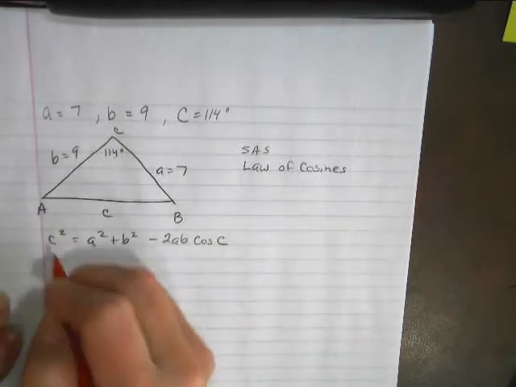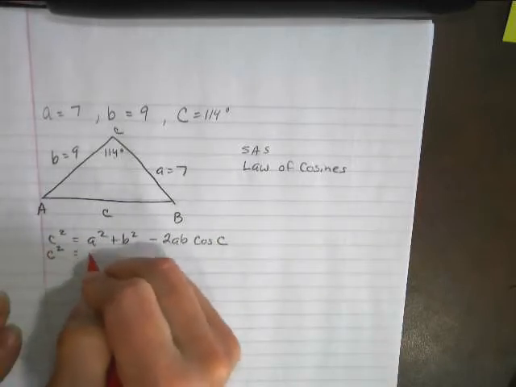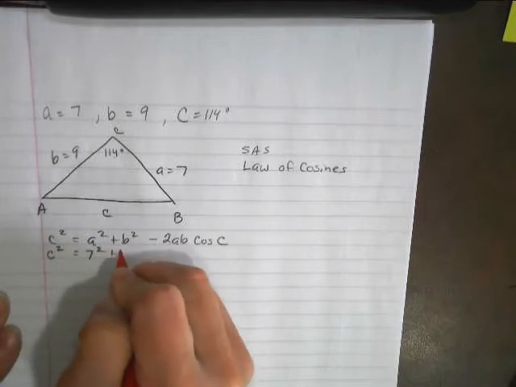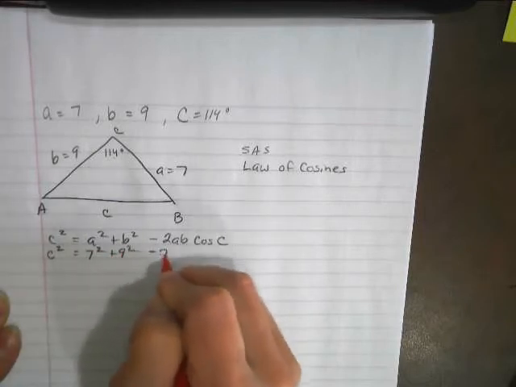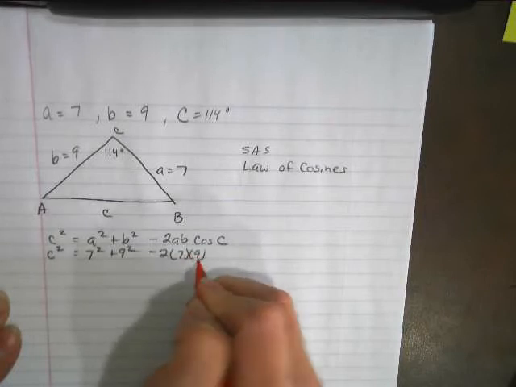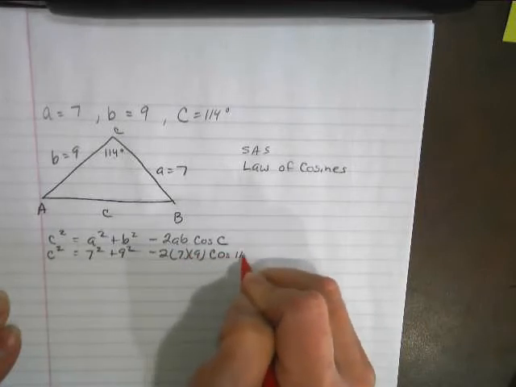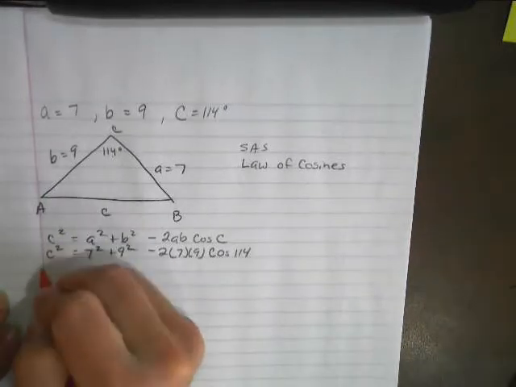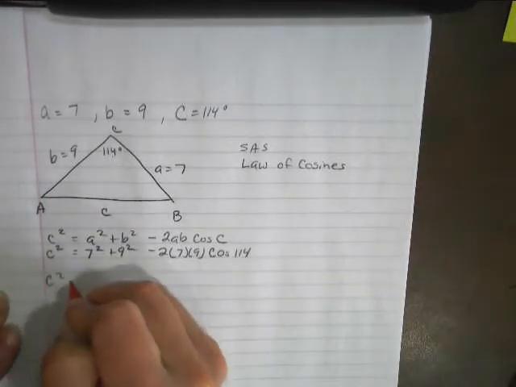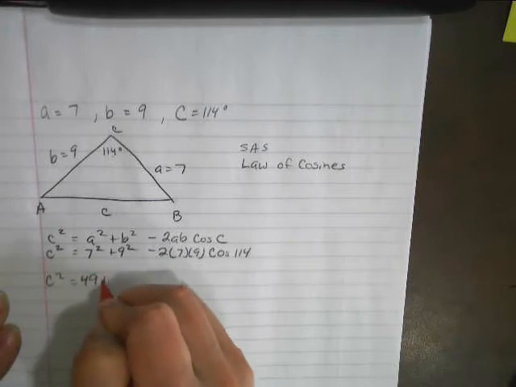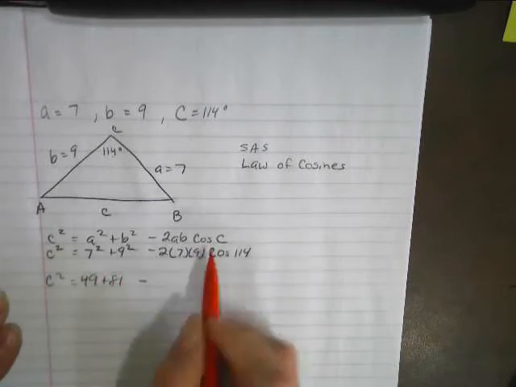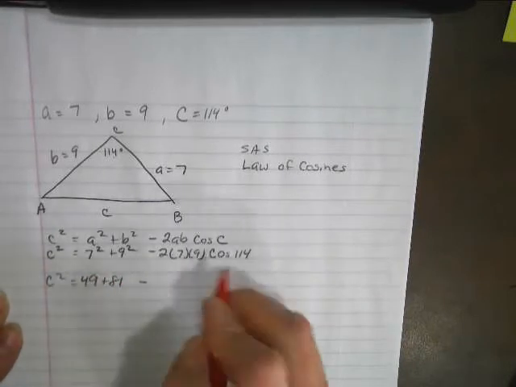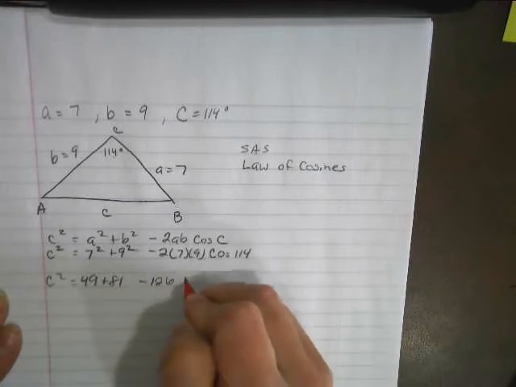Now I substitute in. So I'm still solving for C squared, but I know A is 7, I know B is 9, and angle C is 114. So we're going to simplify just a teeny bit more. We get 49 plus 81. Well, 2 times 7 times 9 is going to give us 126.